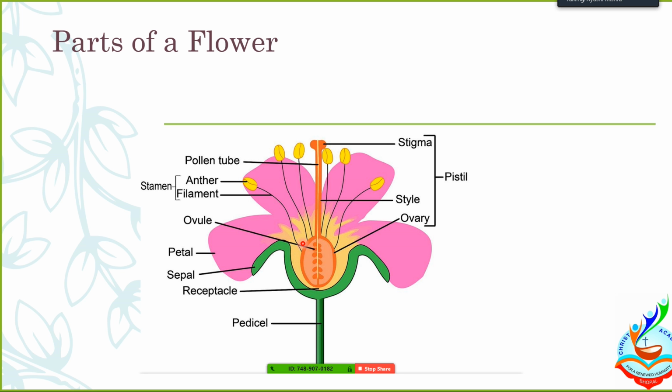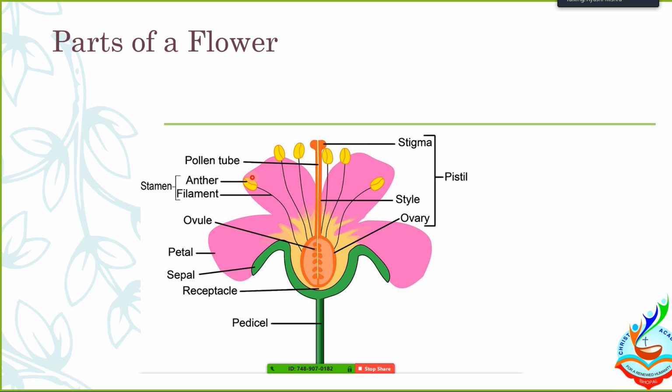The second most important part is the corolla. It is formed of petals. Corolla is also called petals. So calyx is also called sepals and corolla is also called petals. It is the colorful part of the plant. Its main function is to attract insects for pollination, or we can say it plays a very important role in pollination.